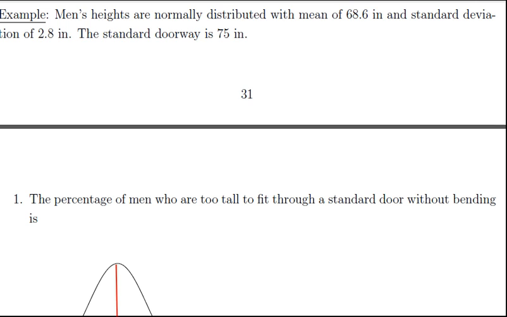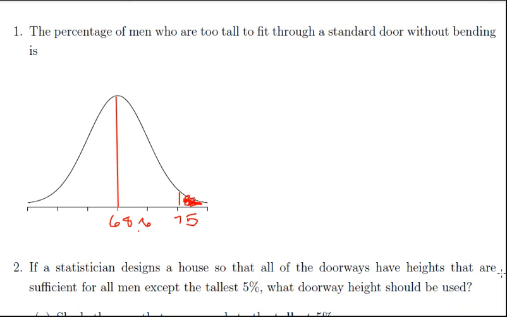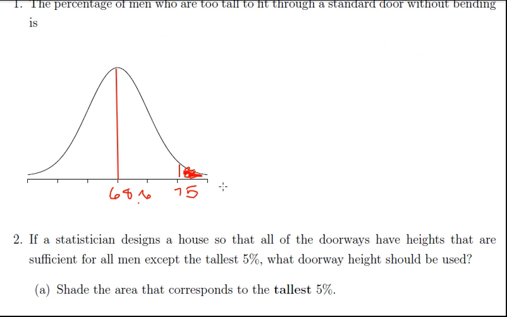of page 31. Men's heights are normally distributed with mean of 68.6, standard deviation of 2.8, and a standard doorway is 75 inches tall. Okay, so first question, we want to know the percent of men who are too tall to fit through the standard door without bending. So here's my normal curve. I'm centered at 68.6 and the doorway is 75 inches tall. So anyone taller than 75 would be too tall to fit through the doorway without bending.